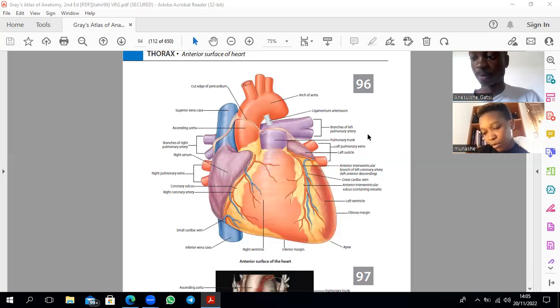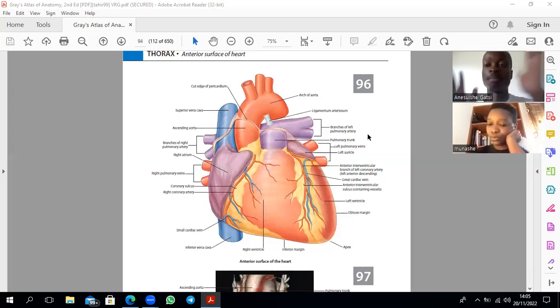So superior vena cava, from its name, it would mean that it's draining blood from the upper body. Then inferior vena cava is draining blood from the lower body. Right? We'll join the veins after the arteries. So your deoxygenated blood goes into the right atrium from the two cava veins.